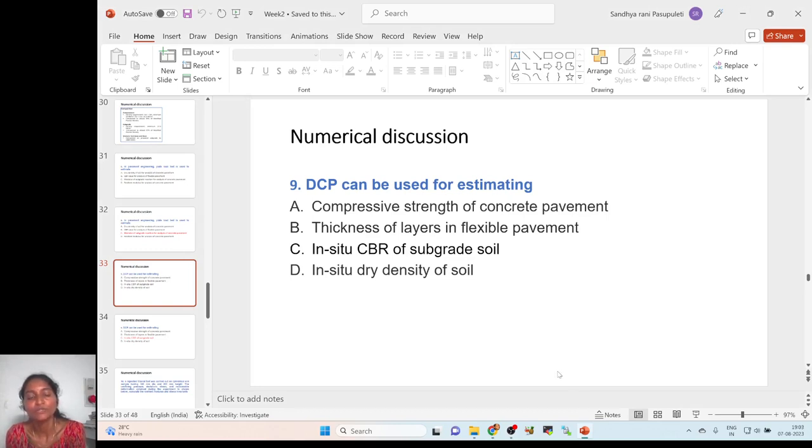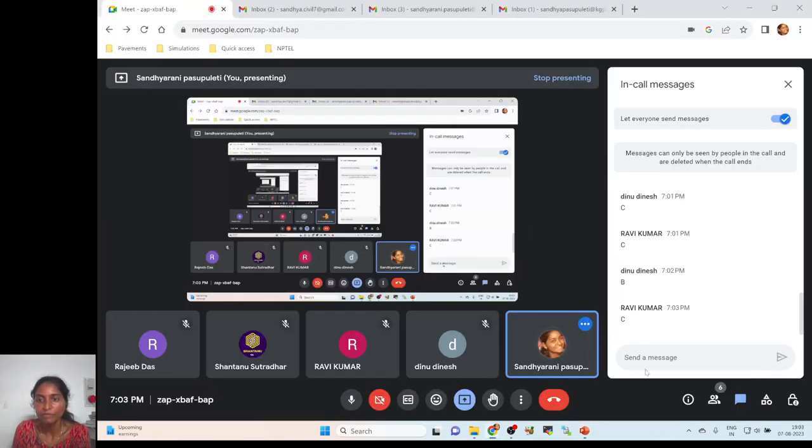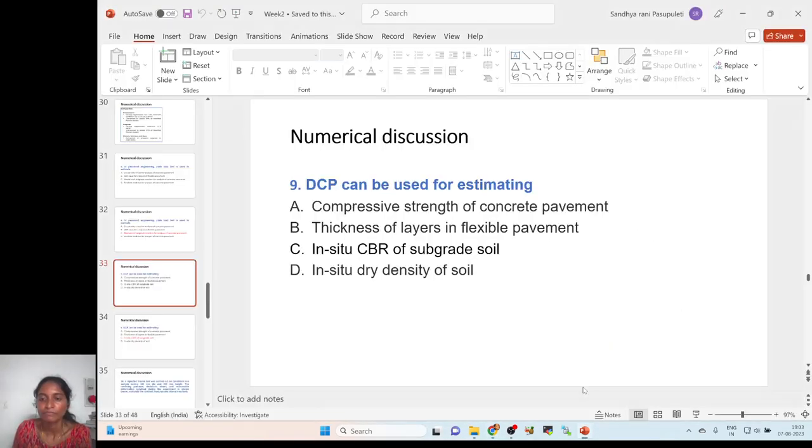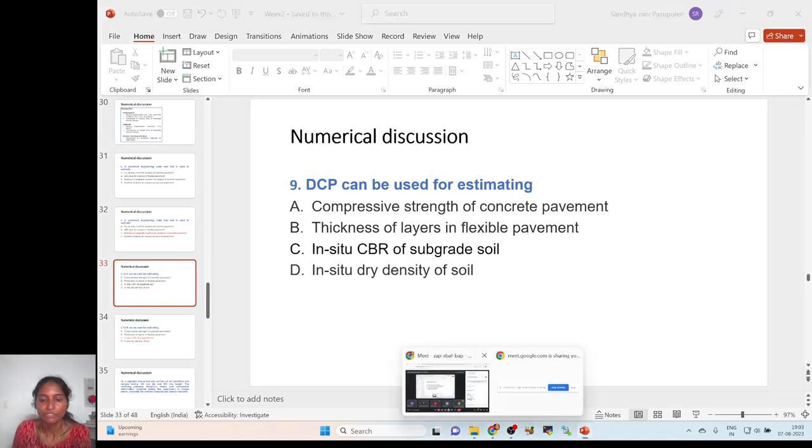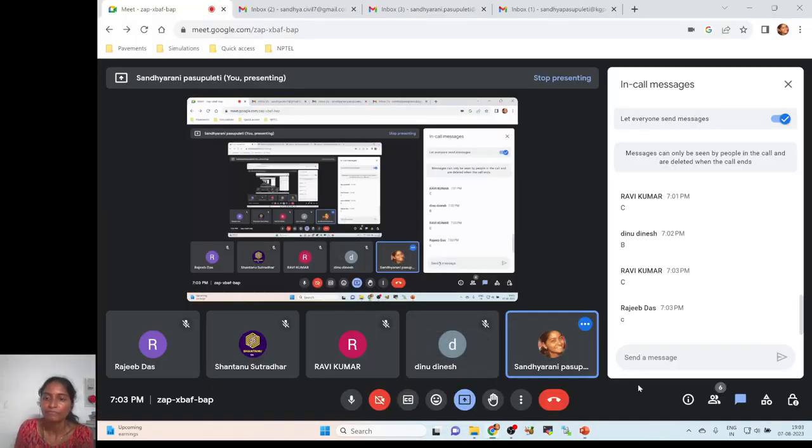Okay, in addition to that, what is the main purpose of DCP? If you people remember, there was an empirical correlation using DCP value. So usually where do we perform this DCP? Do we directly perform on the top or do we perform on subgrade only? Anyone? Ravi says option C. Okay, let us see which is the correct option.